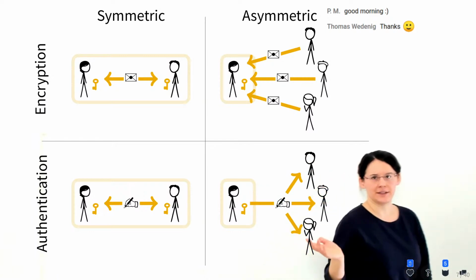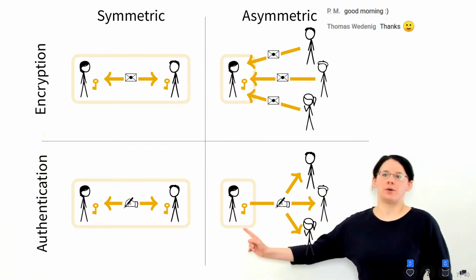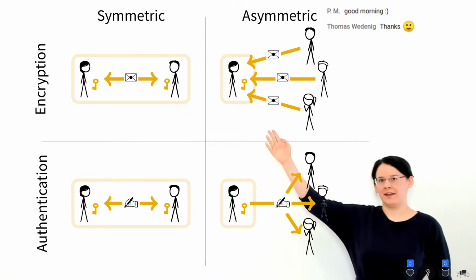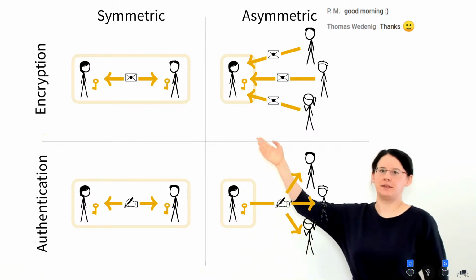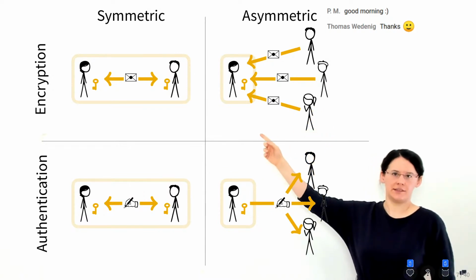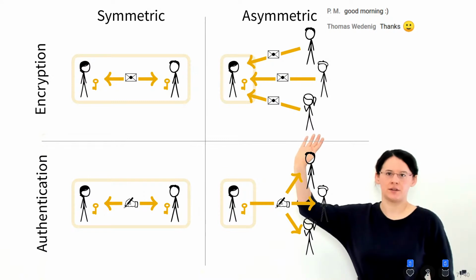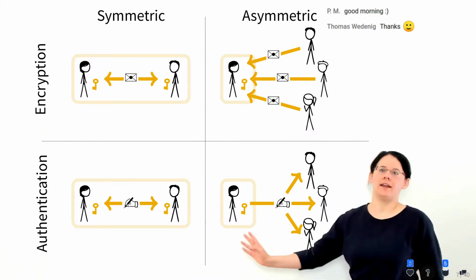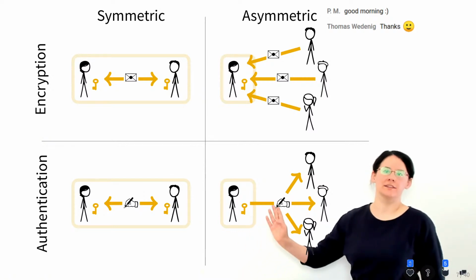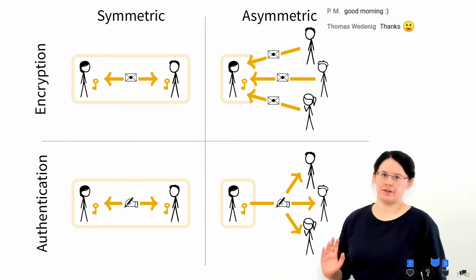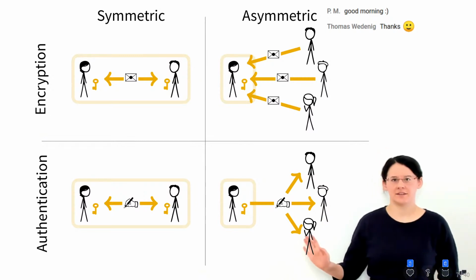Whereas in the asymmetric case, there's only one person who has the key, Alice. In the encryption case, Alice has the key, and this means that everybody else can send messages to Alice without having any secret knowledge. And in the authenticity case, it's the other way around. Alice, the owner of the key, is the person who can sign stuff, and everybody else can verify it. So that's the general outline.